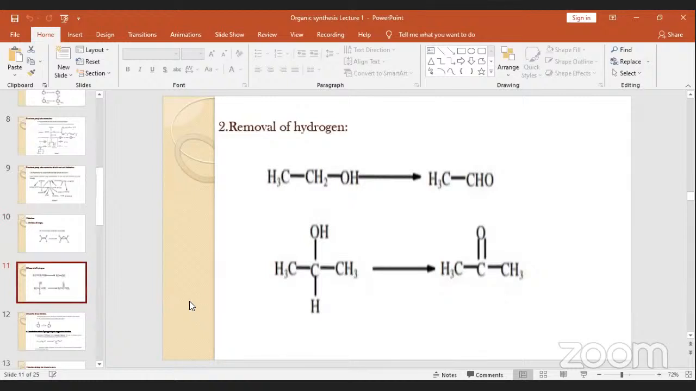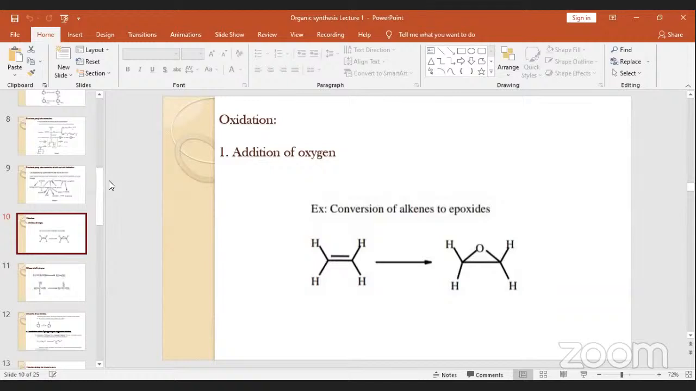Then I need to tell you one thing, oxidation. Oxidation also makes use of interconversion reactions. Oxidation involves 4 types of reactions. One is addition of oxygen, which is known as oxidation. For example, conversion of alkenes to epoxides: we are adding an oxygen atom to the alkene, so this is an oxidation reaction. Getting back the alkene again is not an oxidation reaction.